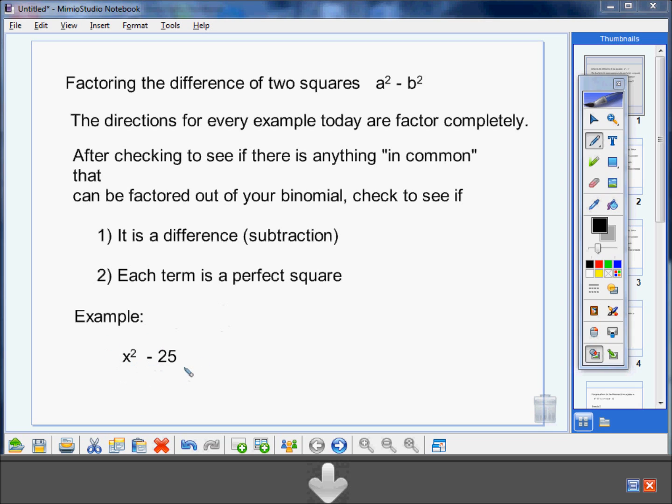So x squared minus 25. This one's a perfect square, it's x times x. This one's a perfect square, it's 5 times 5.